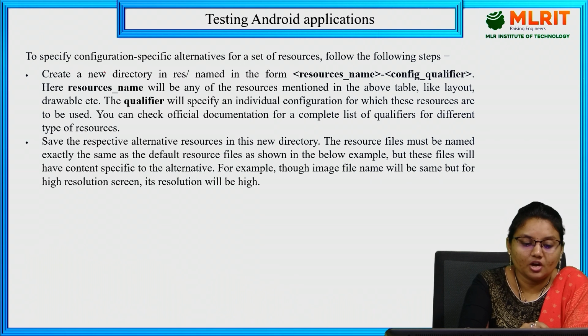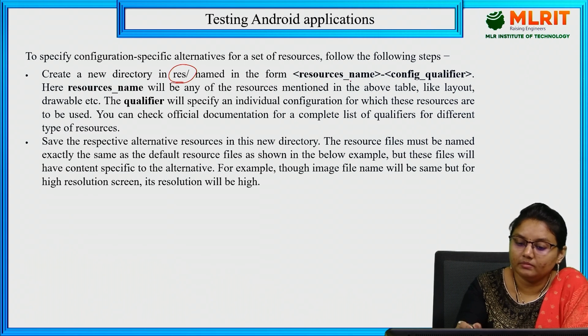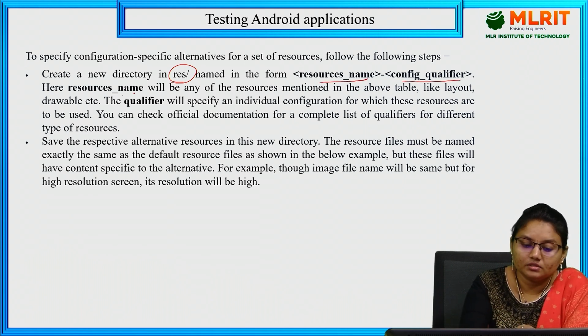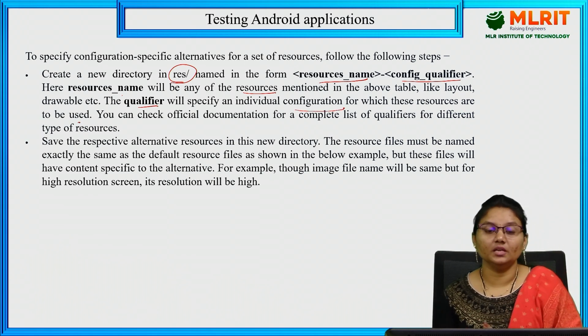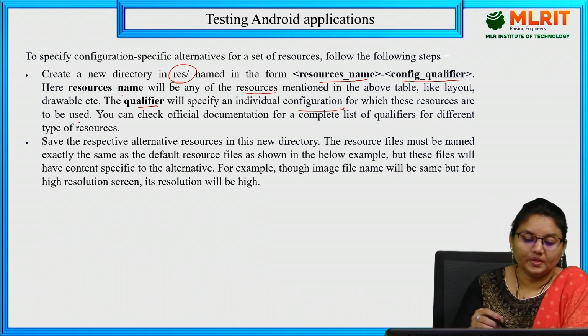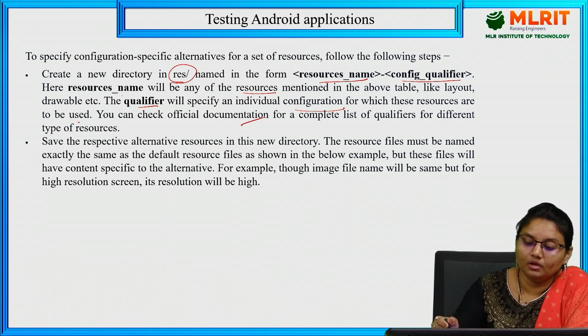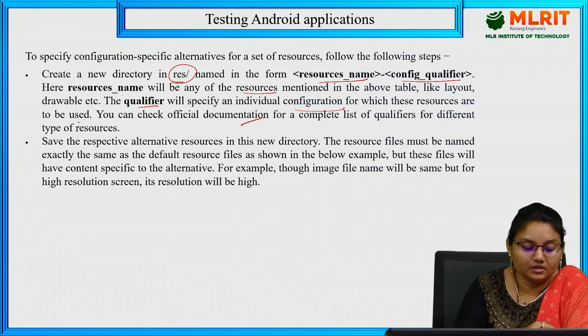To specify configuration-specific alternatives for the resources, create a new directory named in the form of resource name, dash, configuration qualifier. Resource name will be any of the resources like layout, drawable, etc. Qualifier will specify an individual configuration for which these resources are to be used. Individual configurations can be called a single qualifier. You can check the official documentation also for the complete list of qualifiers for different types of resources.